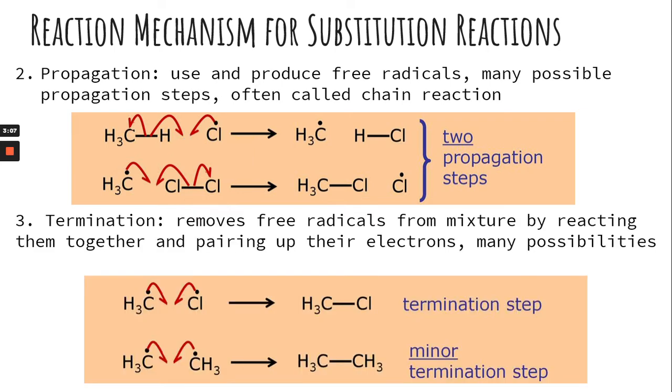The last step is called the termination step, and you're going to terminate it by creating products that don't contain a radical. And so typically you see two radicals coming together to form that stable compound. So a termination step, again, you're forming products that don't have radicals. So we can take that methyl radical, we can take the chlorine radical, we can form that bond because of their lone electron, and we get our chloromethane.